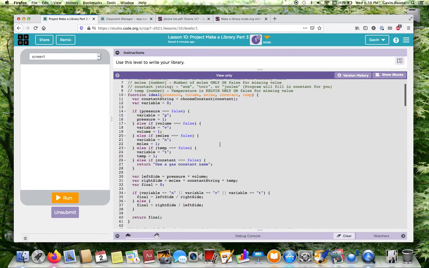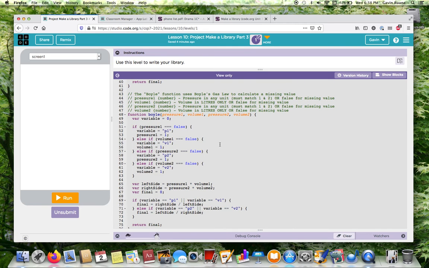The next function is the Boyle function, and it's very similar, except it's a little different because there's pressure 1 and pressure 2. You just have to know which one you're putting in, and if you're doing a chemistry problem, you would already know. And again, liters only. Pressure can be in any unit. You can also put false in for any of these if you need to.